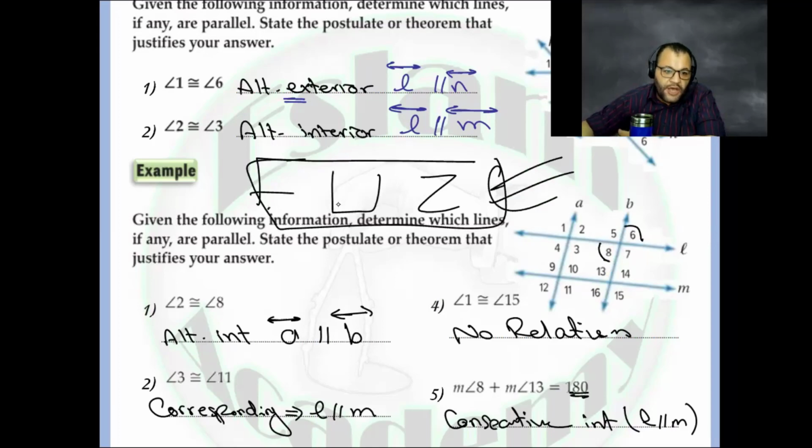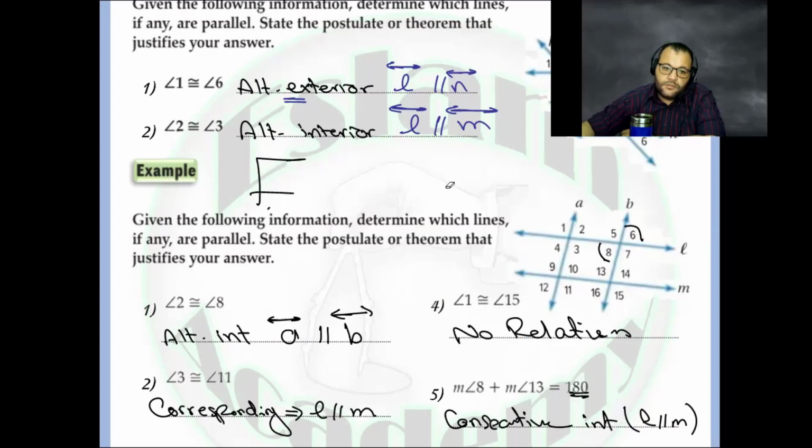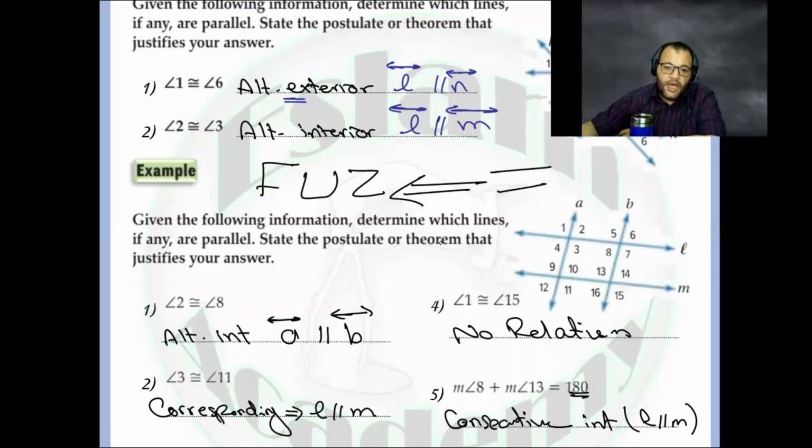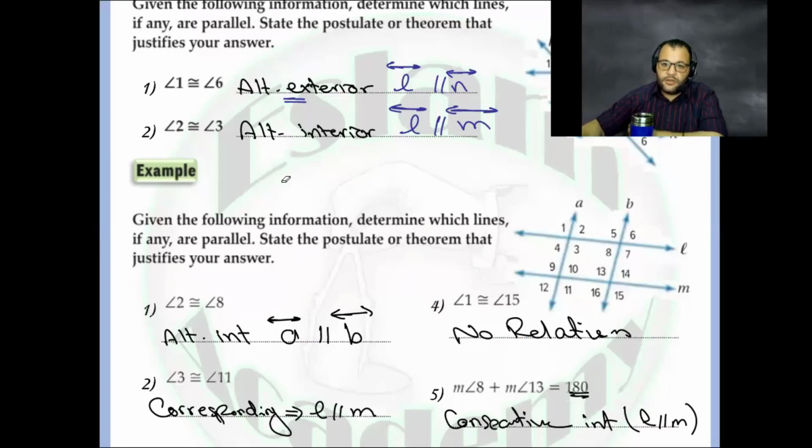You're just looking for F, U, and Z. Only F, U, and Z find the parallelism. If you have parallel lines, you will find F, U, and Z from the parallel. Because of that, if you want to find out whether there is parallel, just look for F, U, and Z. Vice versa, parallel gives you F, U, and Z, so if you find F, U, and Z, there is a parallel.